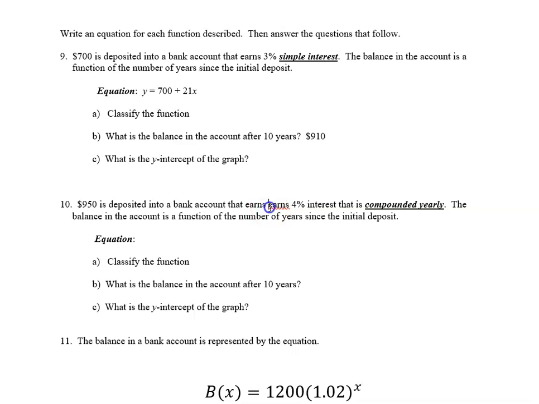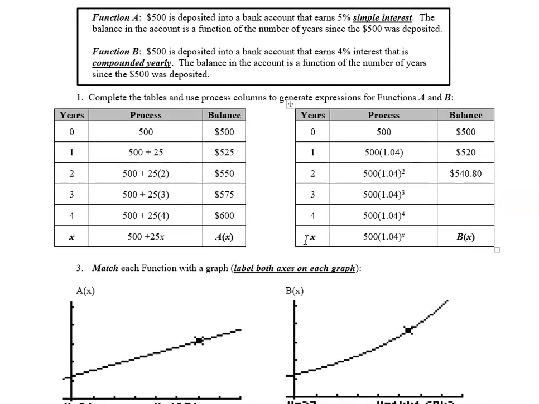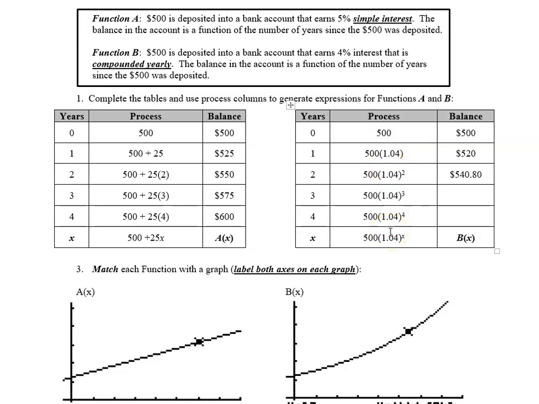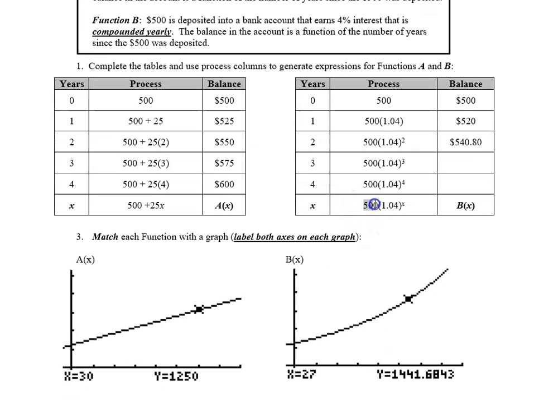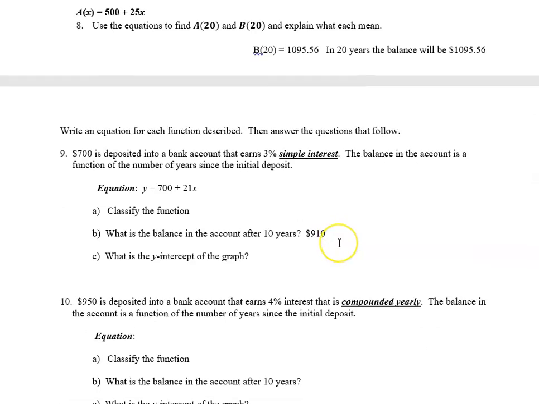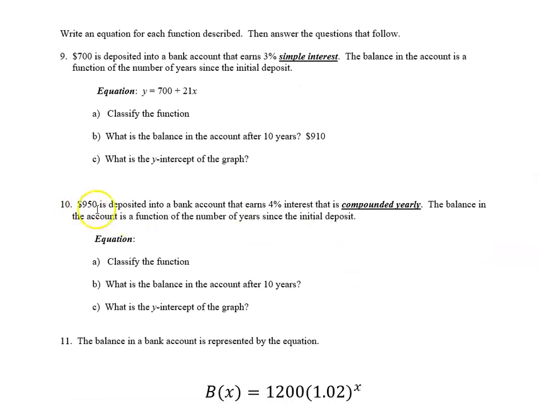When you do question number 10, you'll notice that it starts with $950 and the interest rate is 4%. Well, that is the exact same interest rate that we had on the first page. So it's going to look a lot like this problem, but the main thing you have to pay attention to is the 500 is no longer 500. It's going to change to 950. So I could say B for balance equals $950 times 1.04, and that would be raised to the x power. So that would be my equation.